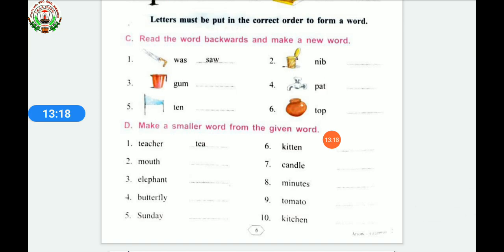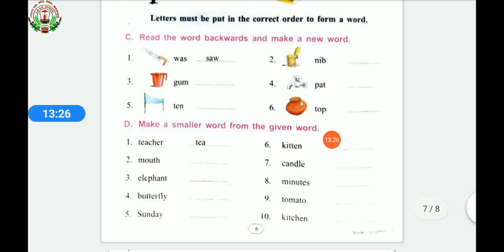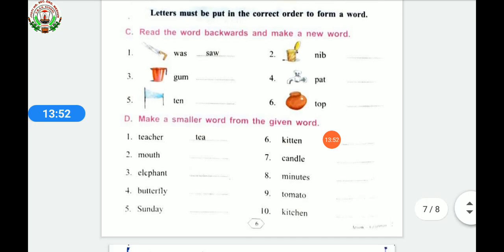Sixth one is kitten. KITTEN. So what will be the smaller word? Yes, ten. TEN, ten. Seventh one, candle. CANDLE, candle. So children, the smaller word here will be can. CAN, can. Eighth one, minutes. MINUTES, minutes. So find out the smaller word here. Yes, NUT, nut. The smaller word from minutes will be nut.